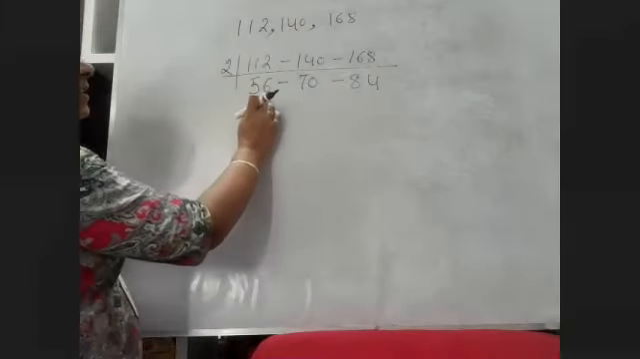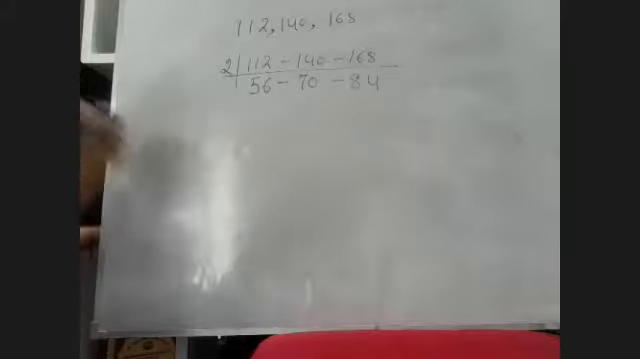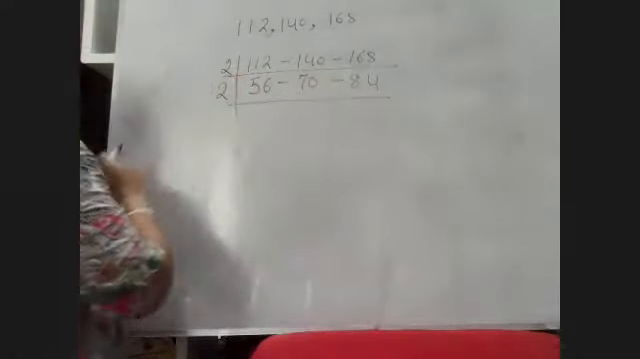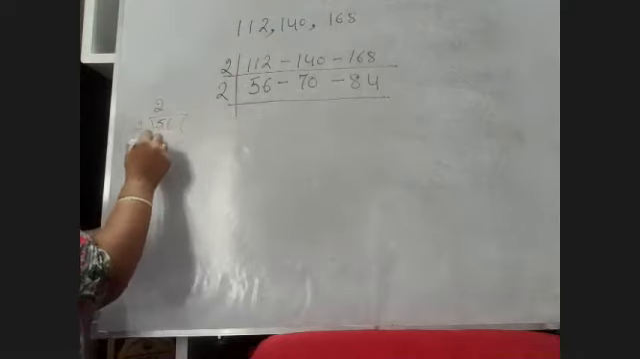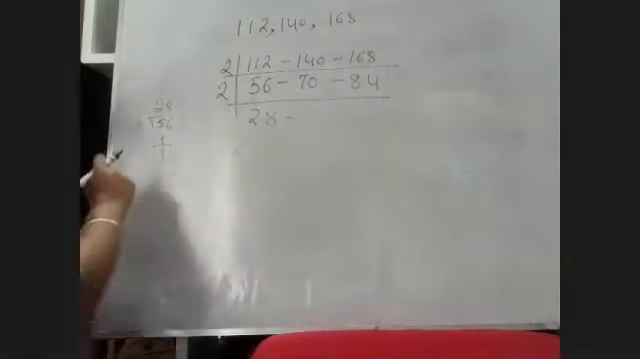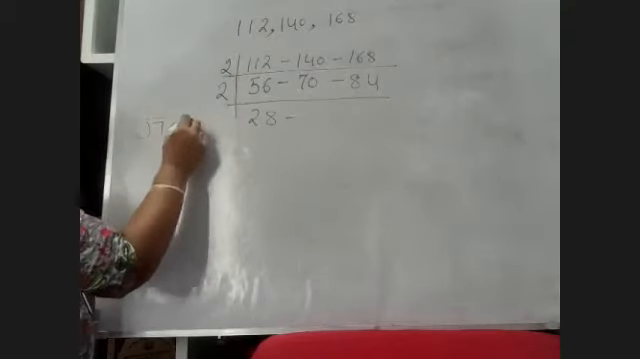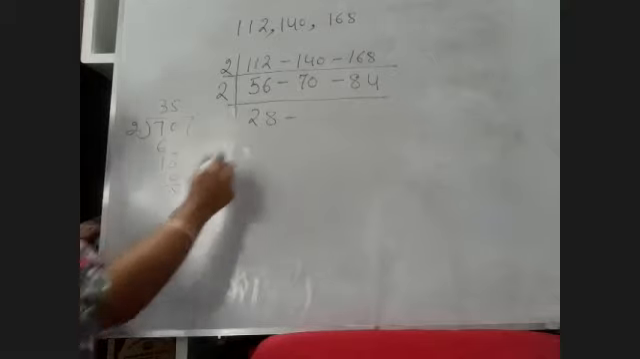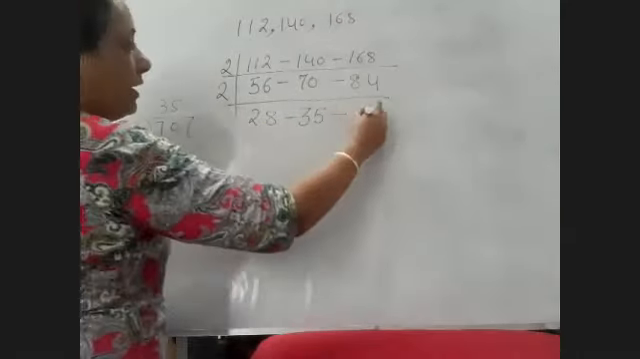Yes, students, again, 56, last digit is 6, 70, last digit is 0, 84, last digit 4. It means, again, these all three numbers are even numbers. So, once again, divide by 2. Now 56 divided by 2. 2, 2 are 4. 5 minus 4, 1. We get 28. Next is 70 divided by 2. You get 35. Now, students, 84 divided by 2, 4 twos are 8, and 2 twos are 4.